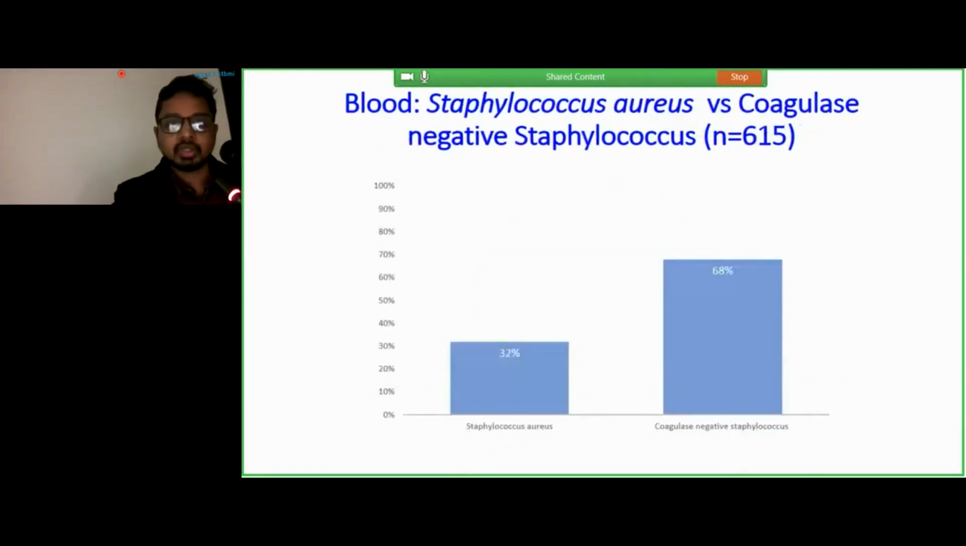Talking about the Staphylococcus species, you can see that around 68% were coagulase-negative Staphylococcus and 32% were Staphylococcus aureus. As I have already mentioned, a single isolate of coagulase-negative Staphylococcus is not significant unless the patient is very much immunocompromised or has prosthetic implants. So I urge clinicians and colleagues to send multiple samples if they encounter coagulase-negative Staphylococcus in their patient.